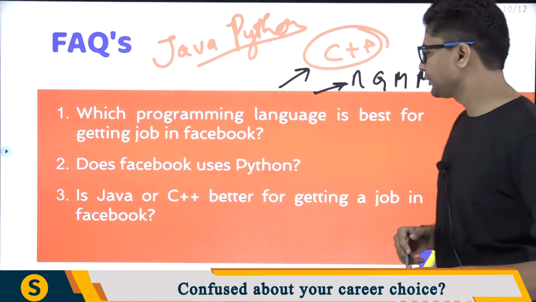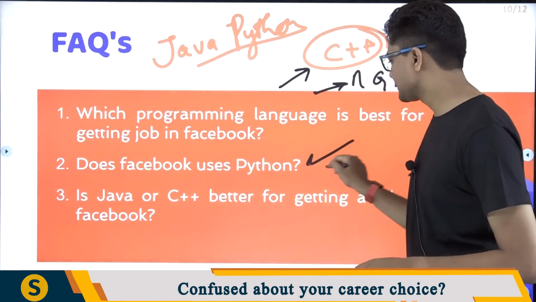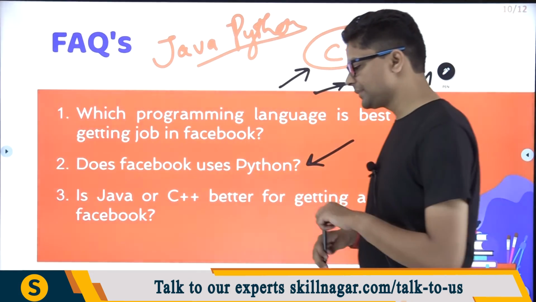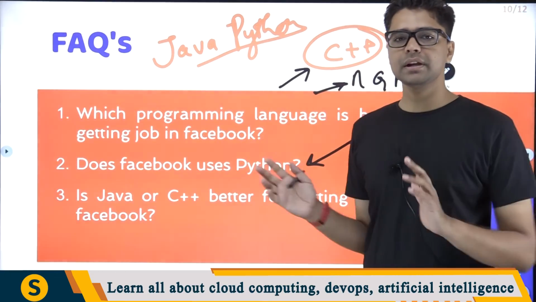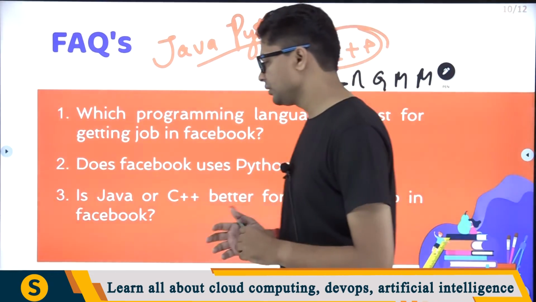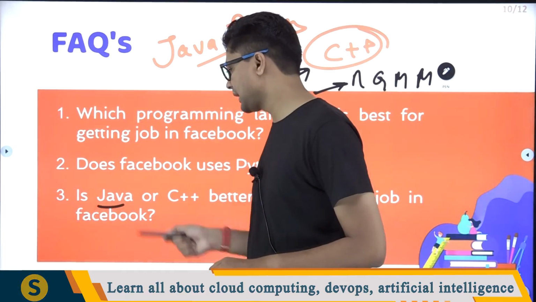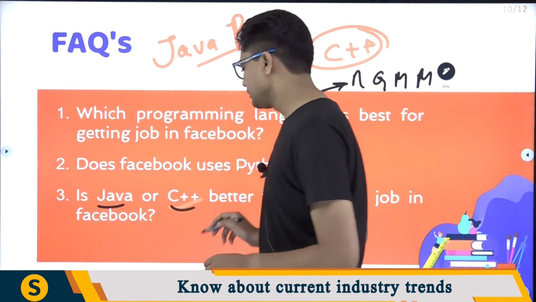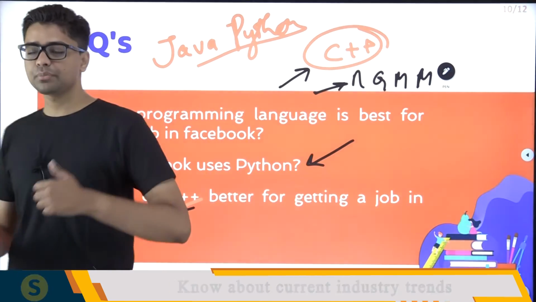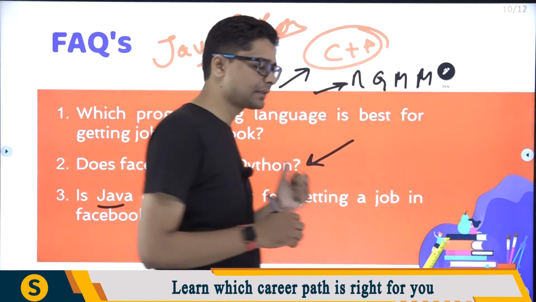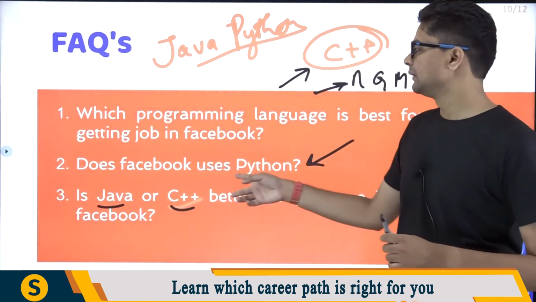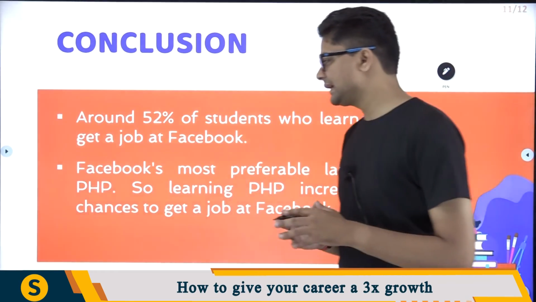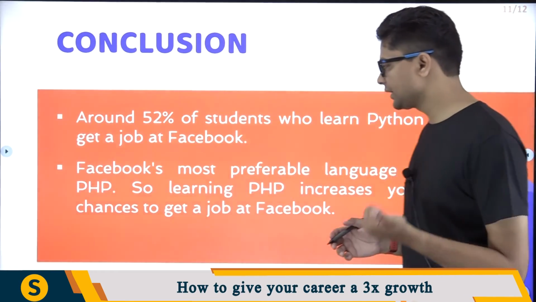Then, does Facebook use Python? Obviously, Facebook uses Python. And is Java or C++ better for getting a job at Facebook? As I mentioned, a job is not going to be given to you just because you have Java or C++ with you. It is going to be given to you when you have the proper skill set which is required at the Facebook level. So finally, if I want to conclude, Facebook uses the majority of these languages.